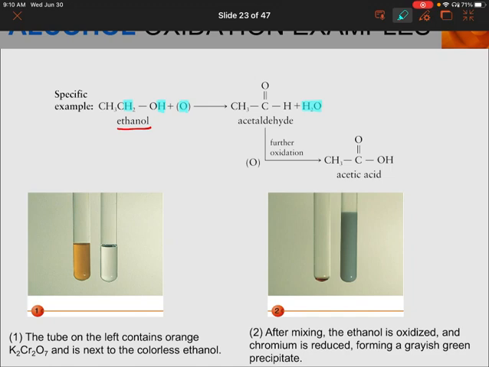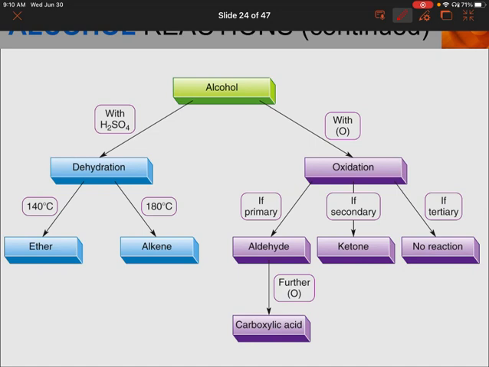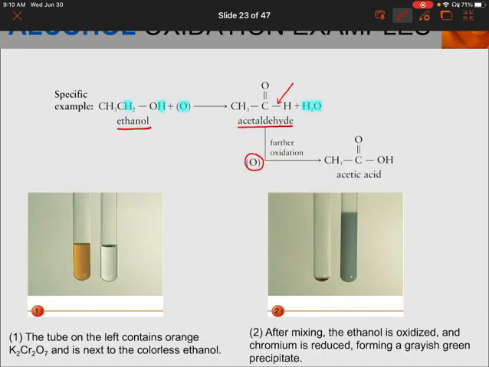Initially what we form is something called acetaldehyde. But then after further oxidation, we're going to insert an oxygen in between carbon and hydrogen, and we end up with a carboxylic acid called acetic acid. This is actually a process that occurs in our bodies when we're breaking down ethanol.